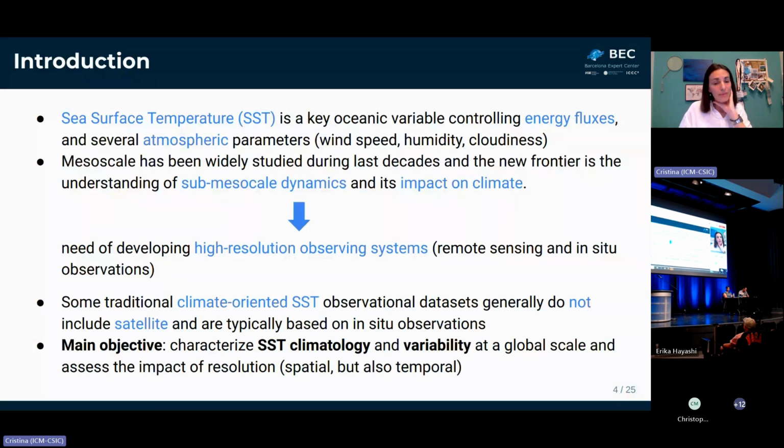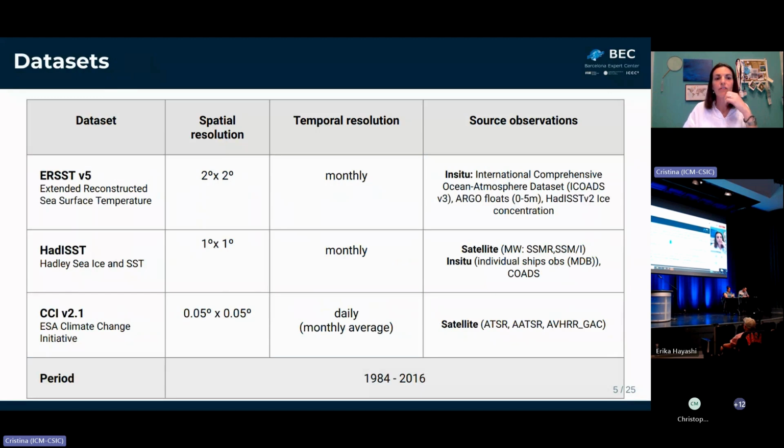As you know, some traditional climate-oriented SST observation datasets generally don't include satellite and are typically based on in situ observation. So the main objective of this work was to characterize SST climatology and variability at a global scale and assess the impact of the resolution of satellite observations. For that, we have intercompared these three data sets. They are ordered from the coarsest resolution to the highest spatial resolution.